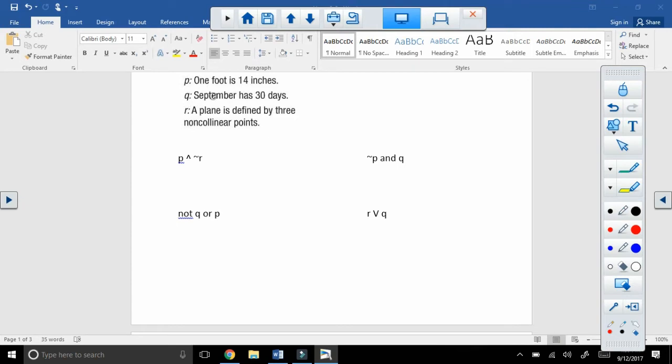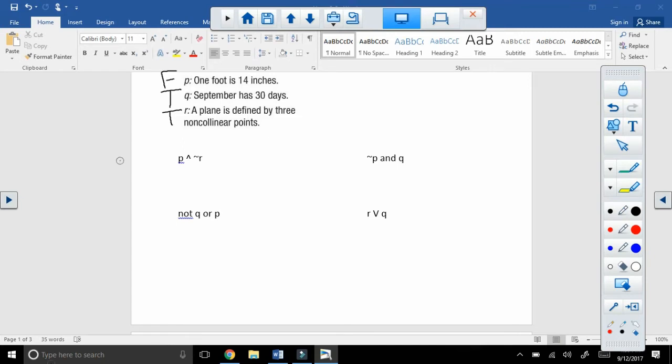So the first one, P, 1 foot is 14 inches. Hopefully you know that that is a false statement. So I would go through and just label that part false. Then every time you see P, you just know that that's false. Okay, September has 30 days. That is true. Remember that little rhyme, 30 days has September, April, June, and November. And then R, a plane is defined by 3 non-collinear points. And that is also true. So they're going to kind of get you on some of this vocabulary from Chapter 1 with some of these. And then other times they'll just be pretty obvious things like a foot is 14 inches. Okay?